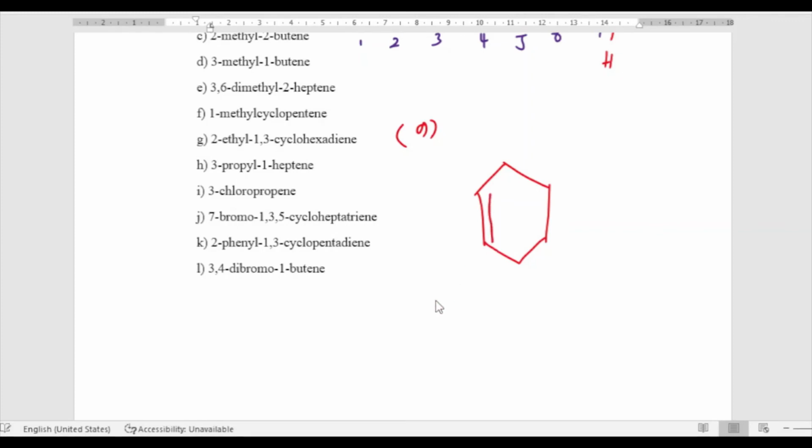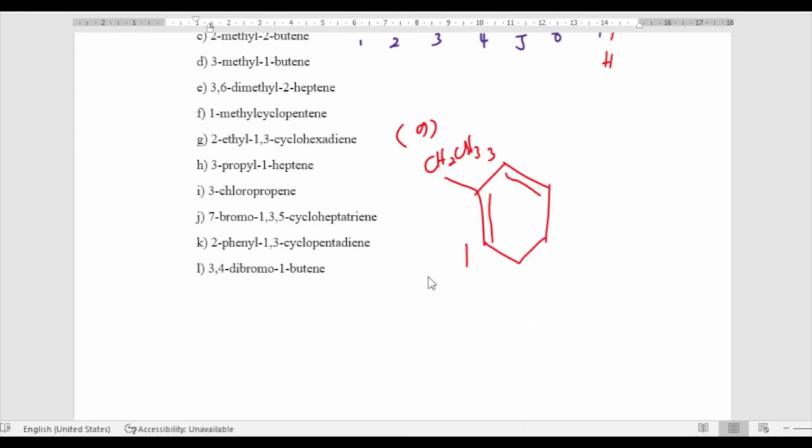When I draw here, it means I start numbering from here or here. So let me choose this one. I start numbering from here. 1, 2, 3. So the next double bond is here. So this one is 1,3-cyclohexadiene, and then the substituent is at carbon number 2, 2-ethyl. So the 2-ethyl will be here, CH2CH3. So this one is 2-ethyl-1,3-cyclohexadiene.